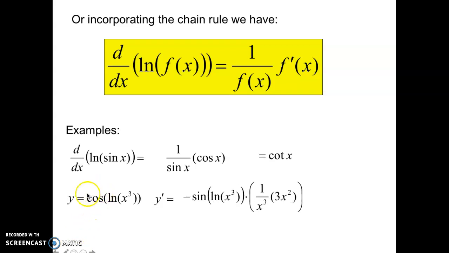We have the derivative of the outside function, which is cosine. The derivative of cosine is negative sine, leaving the inside function untouched. So now we've done the derivative of cosine.